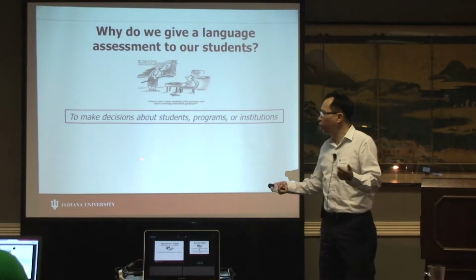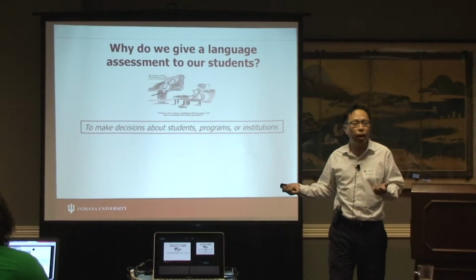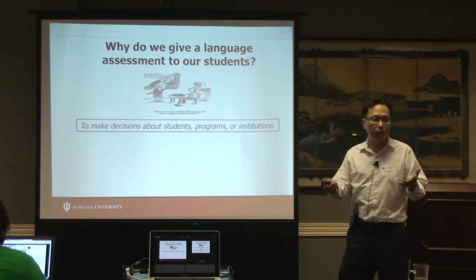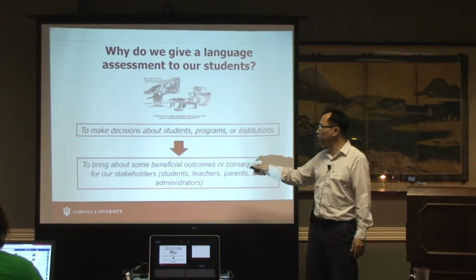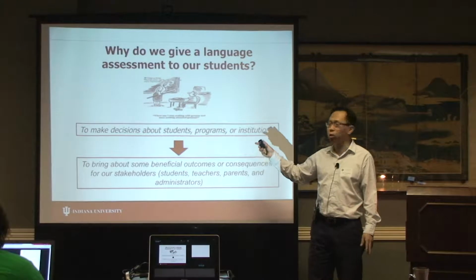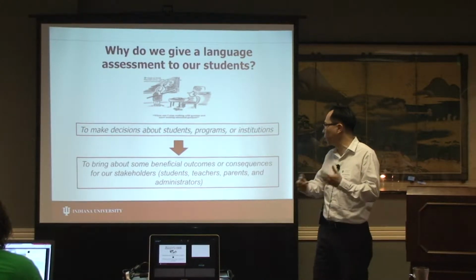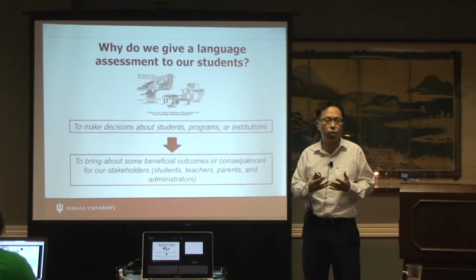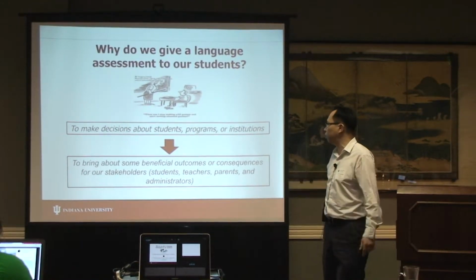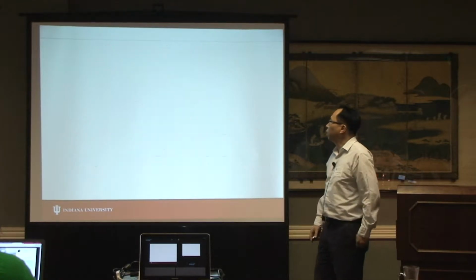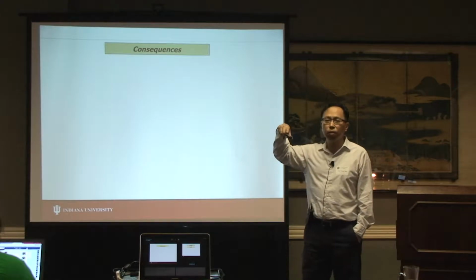Well, we make decisions about students in programs or institutions. So that's why we want to give our tests to students, right? That's the main reason. And the ultimate purpose of making decisions about students or programs or institutions is that we want to bring about some potential and beneficial outcomes or consequences for our stakeholders, including students, parents, teachers, and administrators.